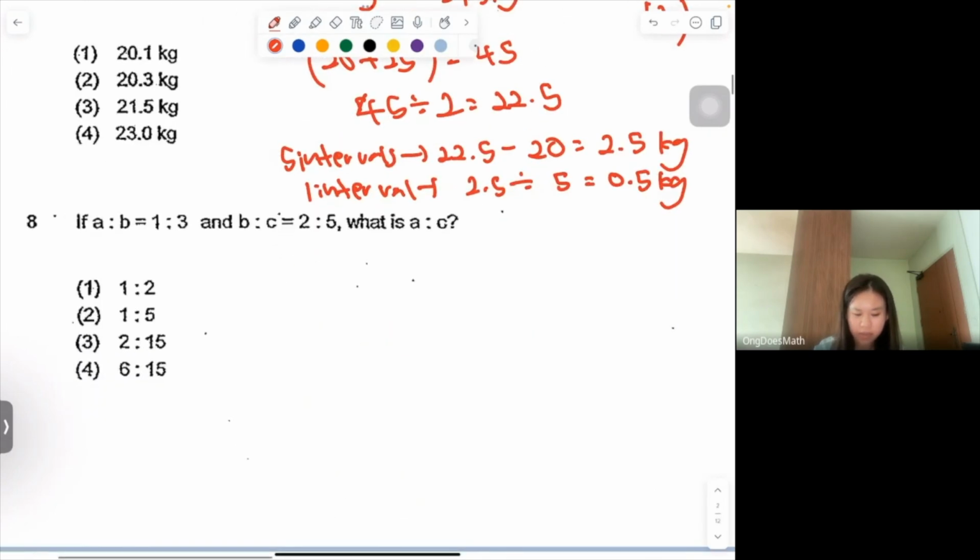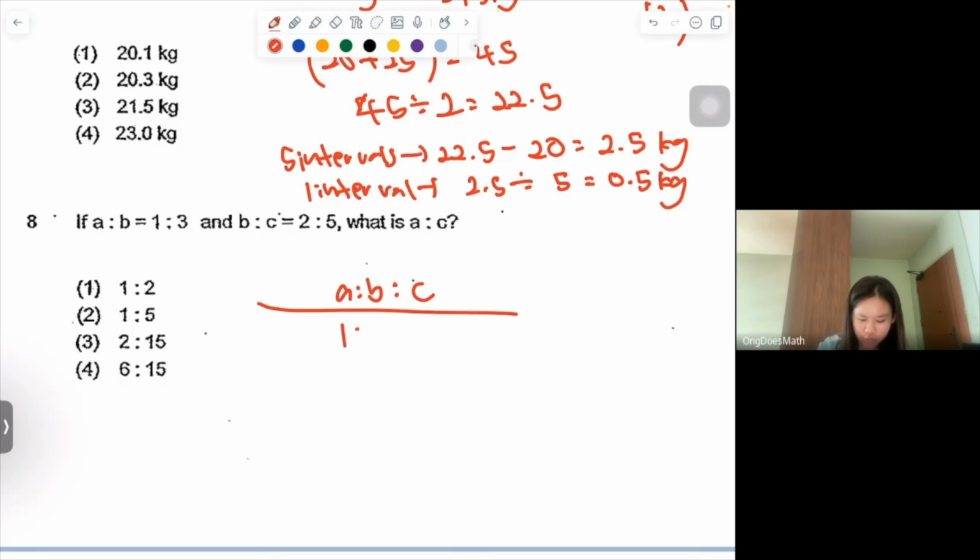Next, we have a ratio question. A is to B is 1 is to 3, and B is to C is 2 is to 5, and they ask you what is A is to C. So A is to B is to C. You just have to write them down. A is to B is 1 is to 3, as shown here. B is to C is 2 is to 5, as shown here.